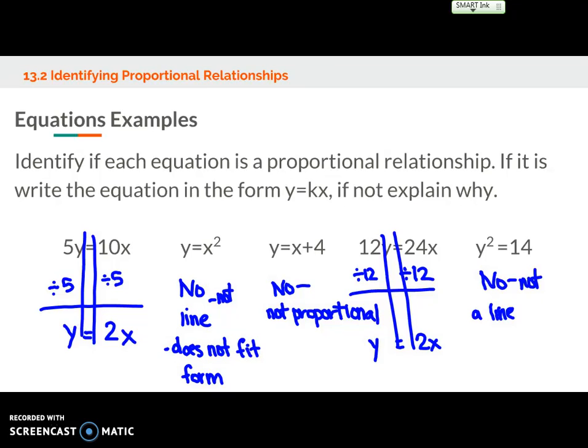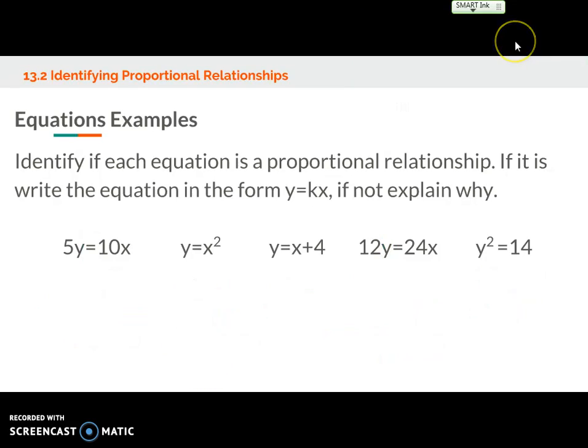Okay. So that's not a line. It does not fit our form. All right, let's go to the next item here.